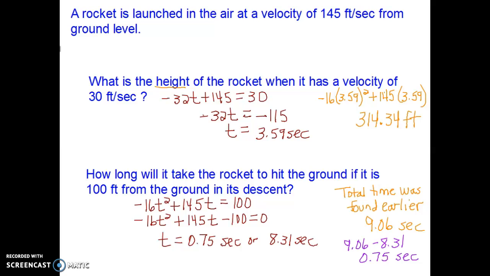The very last question, off to the side here, I do have an indication that we did find that value earlier to be 9.06 seconds, so we don't have to go through all those calculations again. But you do need to find the amount of time it takes when it's 100 feet. Keywords in this one: 100 feet from the ground on its descent, so that means I would want this time and not the first time.